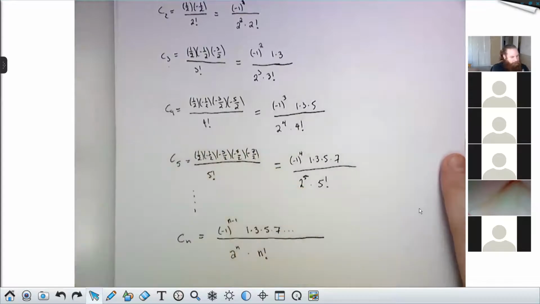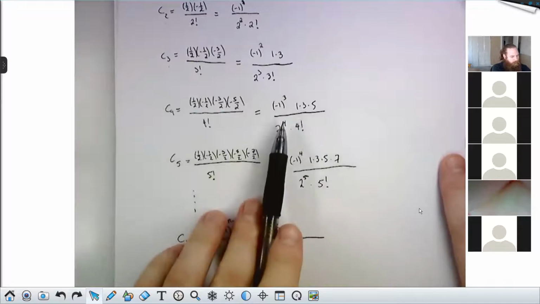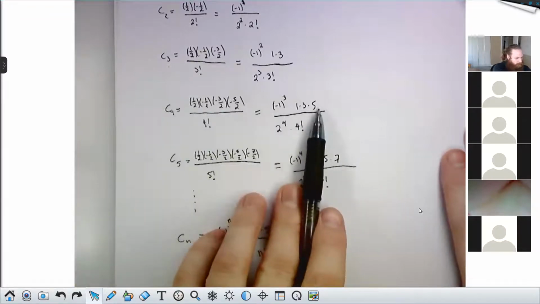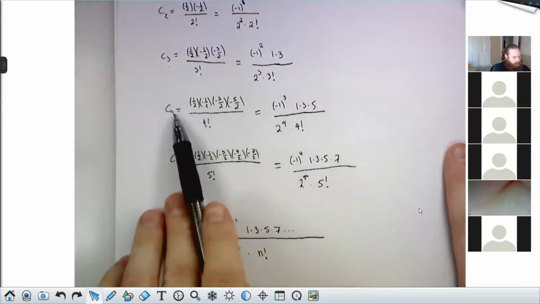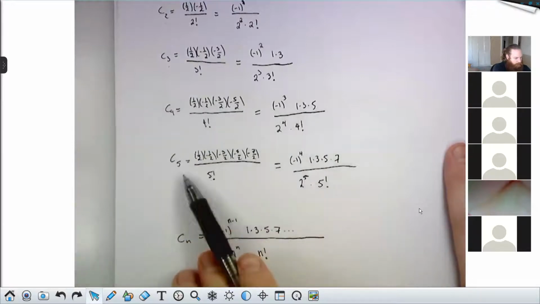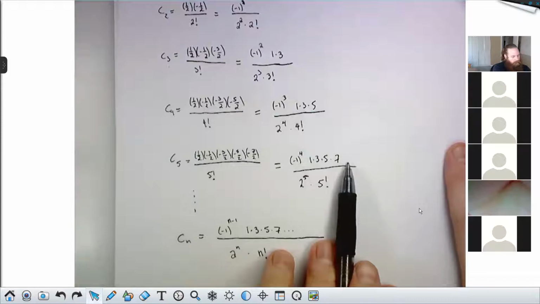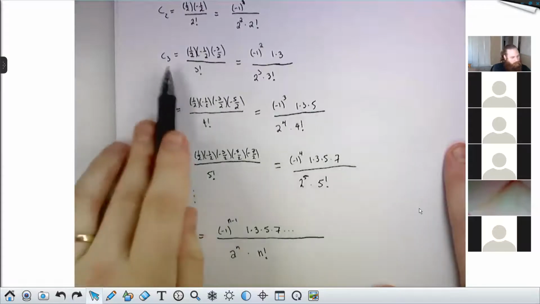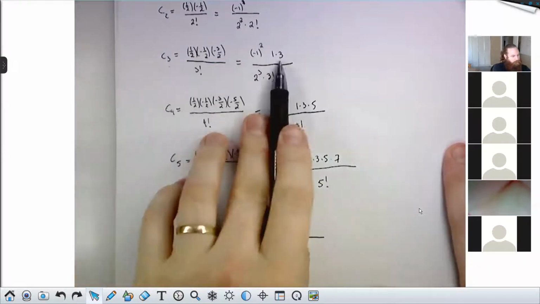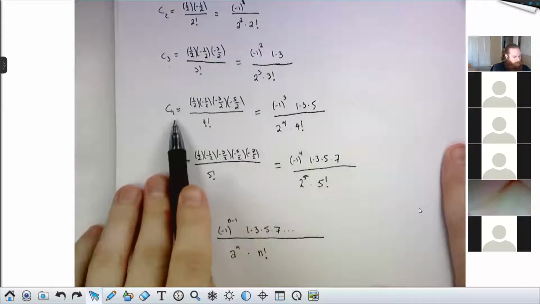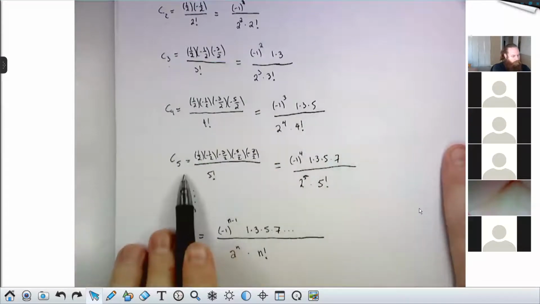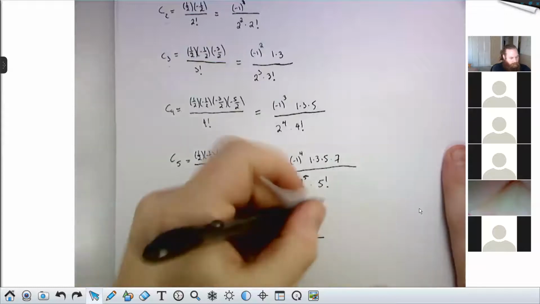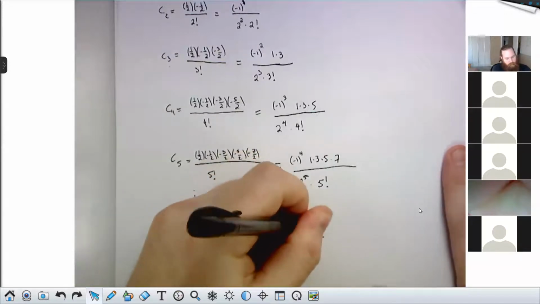Going out to where? Well, it's only odd numbers, and it's the product of the first few odd numbers. So here n is 4, and this ends at 5. Here n is 5, and this ends at 7. That's like 2n minus 3. Let's say 2 times 3 is 6 minus 3 is 3. 2 times 4 is 8 minus 3 is 5. 2 times 5 is 10 minus 3 is 7. Yeah, this is ending at 2n minus 3.